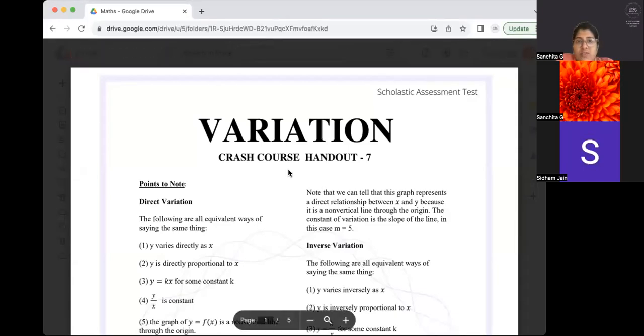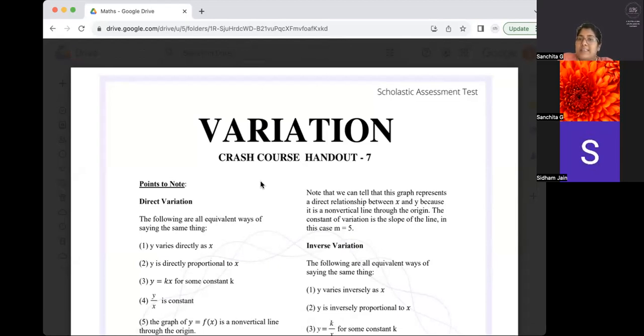Right. So today we'll take up variation. Variation is going to be one of the most interesting topics, super, super simple, and you can get wacky questions. You can get a graph question, a tabular question, a word problem, or a simple algebra question.